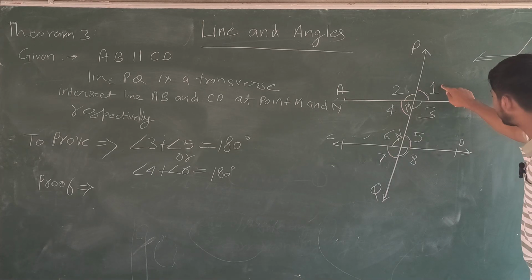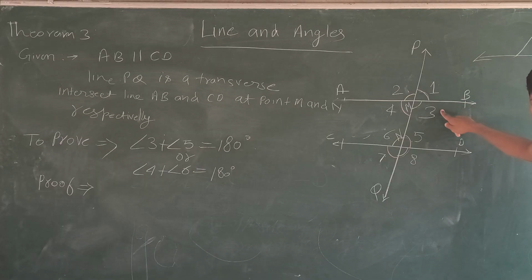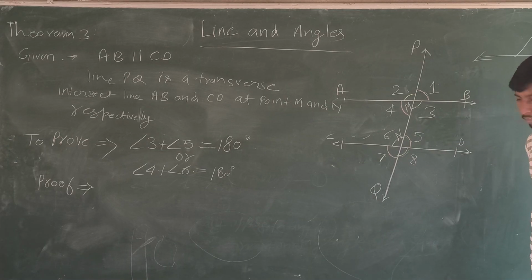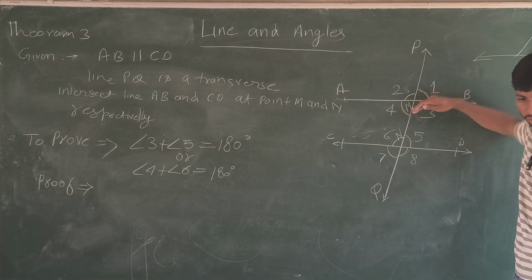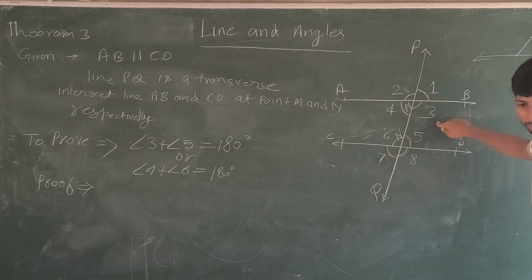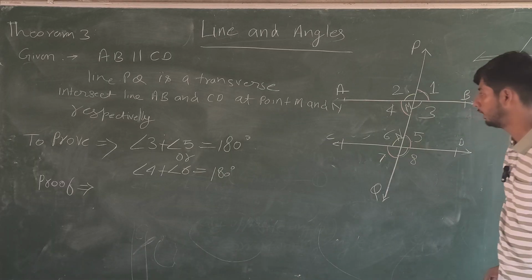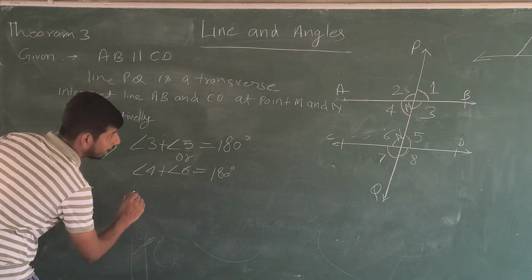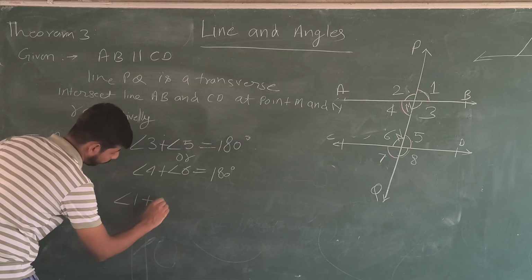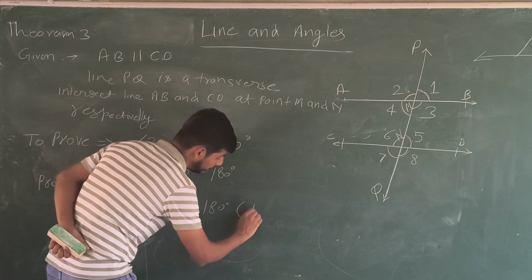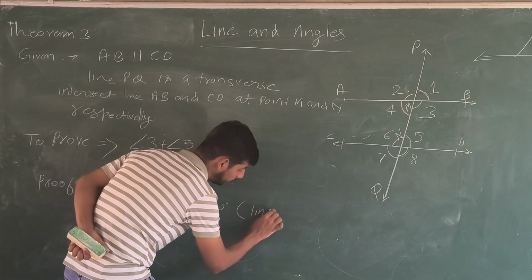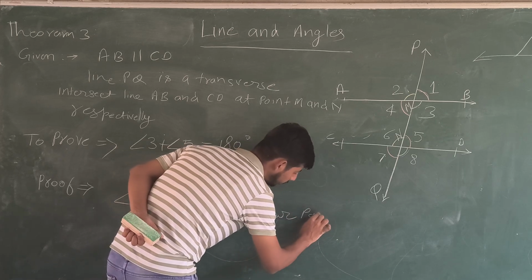So by linear pair, can we say that angle 1 plus angle 3 is equal to 180? Angle 1 plus angle 3 is equal to 180 by linear pair, because PQ is a line and ray MB is standing on it. So by linear pair, angle 1 plus angle 3 is equal to 180 degrees. Here we write angle 1 plus angle 3 is equal to 180 degrees, and we have to write by linear pair.